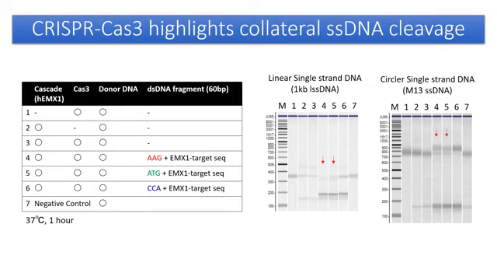Here you can see the CRISPR-Cas3 system also has collateral ssDNA cleavage activities. When we mixed Cascade, Cas3, the target double-stranded DNA fragment, and donor DNA, that is either linear single-strand DNA more than 1 kilobase or circular M13 single-stranded DNA, we observed single-strand DNA cleavage for both DNAs, if the target sequence perfectly matched the target double-strand DNA and Cas3 was activated. You see here DNA degradation on the agarose gel by red bars.